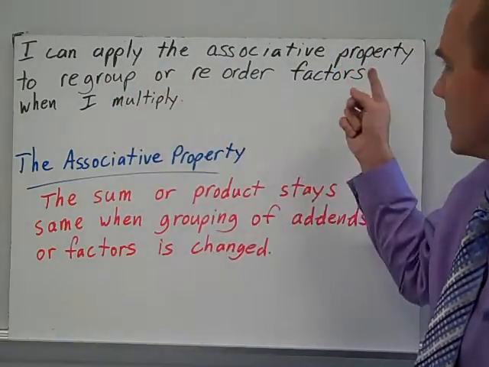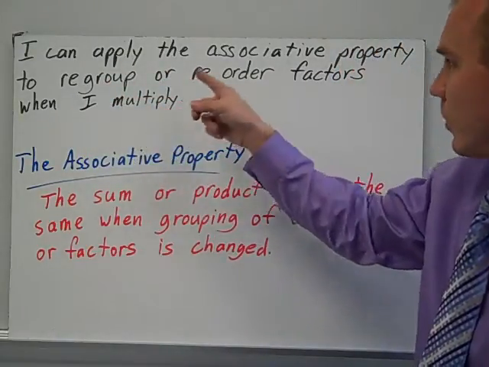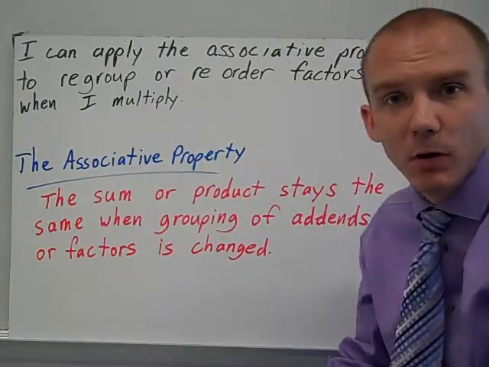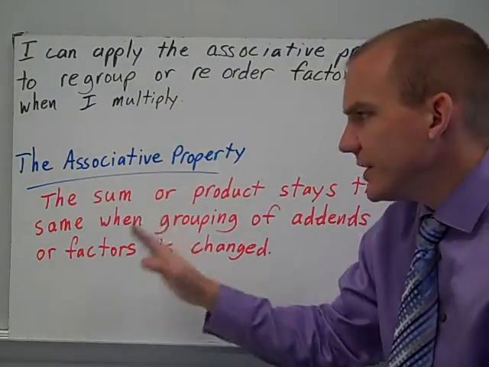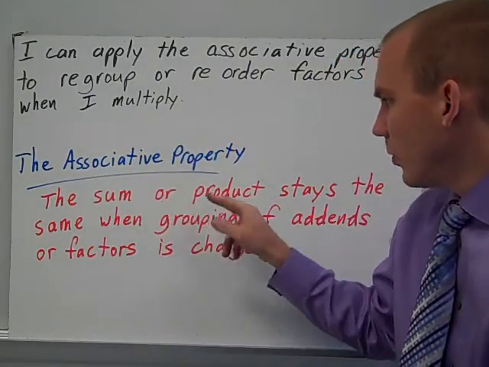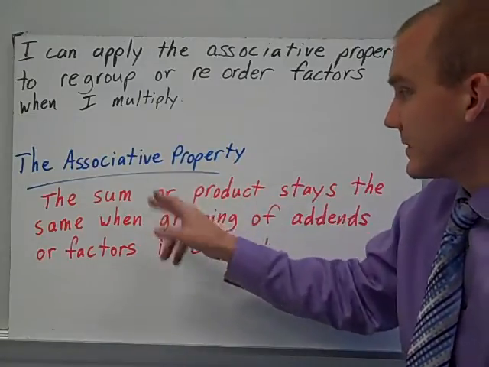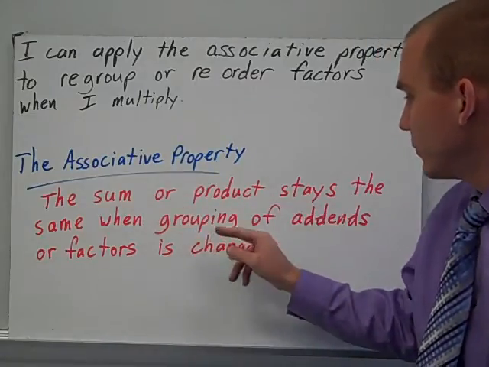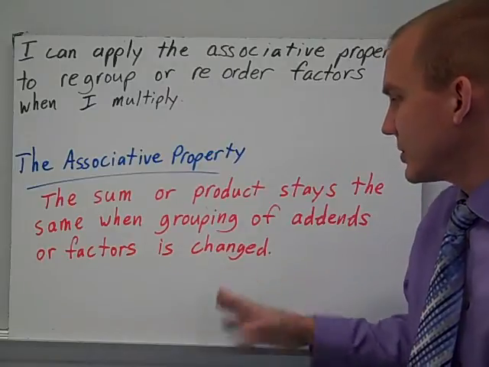I can apply the associative property to regroup or reorder factors when I multiply. The associative property of a sum or product means that the sum or product stays the same when the grouping of addends or factors is changed.